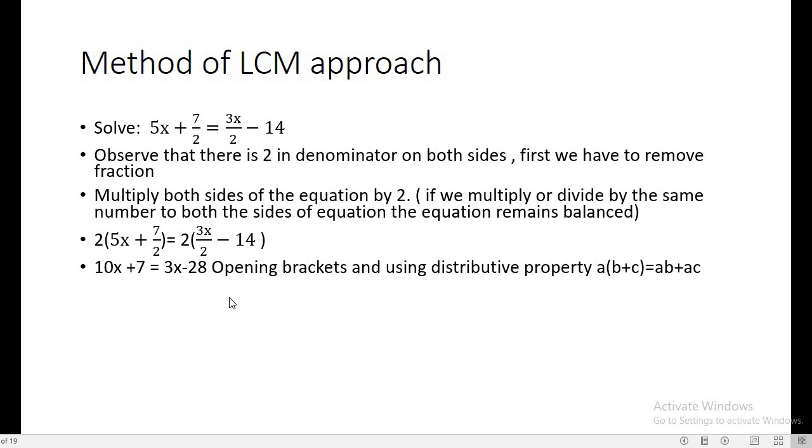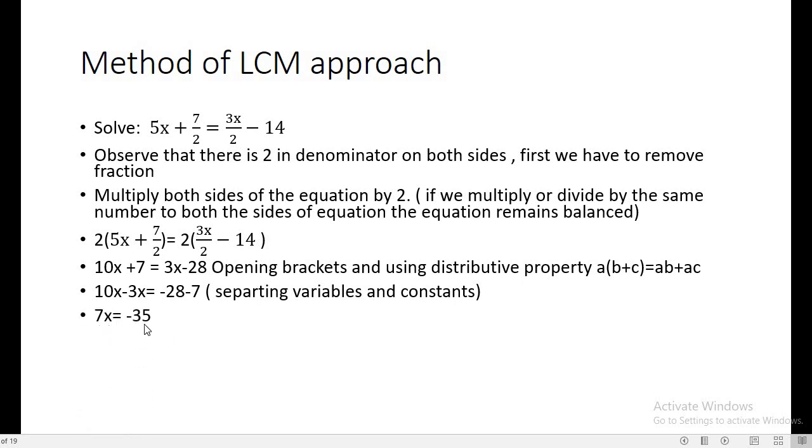Now what you have to do is separate variables and constants. So you will bring this 3x to the left hand side. 3x is positive; when transposed to the left hand side, it will become negative. And this 7 on the left hand side will be transposed to the right hand side. So plus 7, when it goes towards the right hand side, will become negative. This is how it will be written. So 10x minus 3x is equal to minus 28 minus 7. Here 28 has a minus sign, so it will remain the same because 28 has not changed sides.